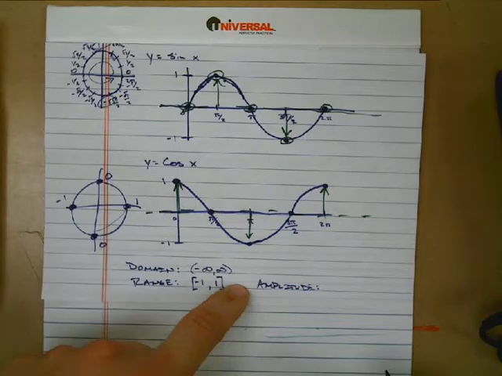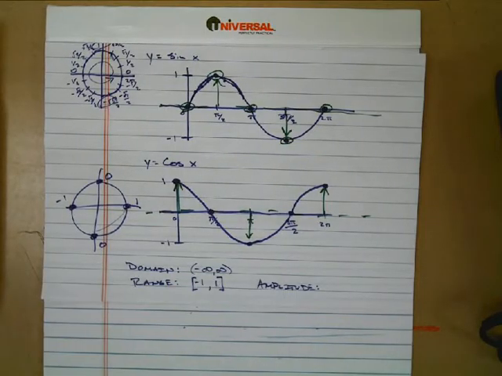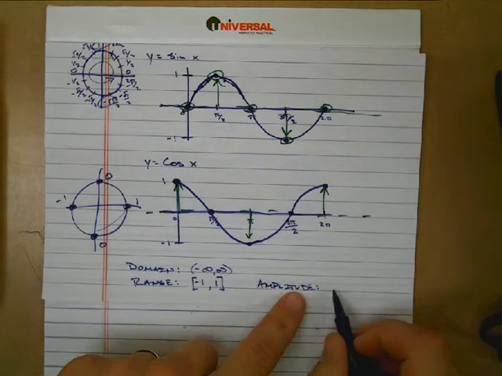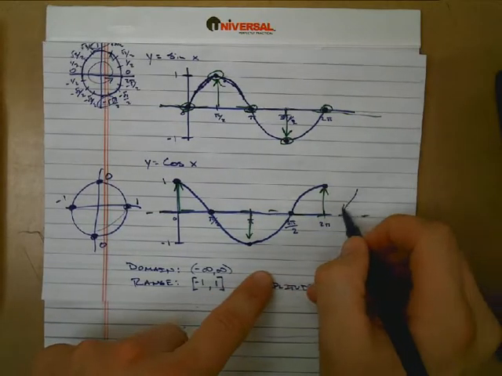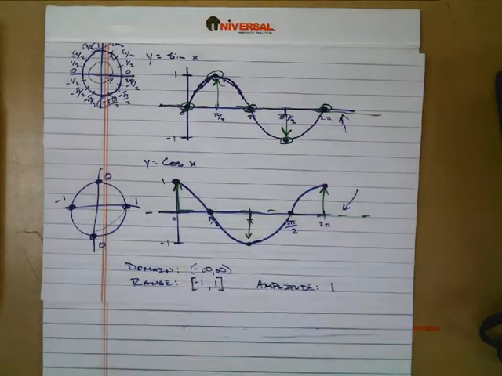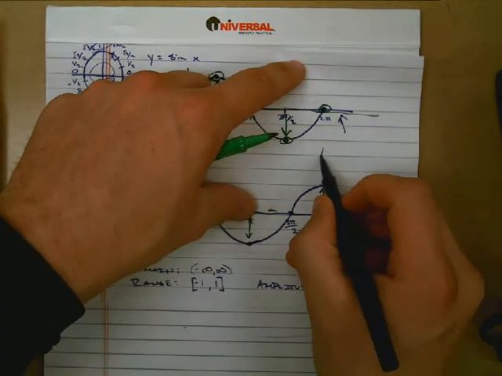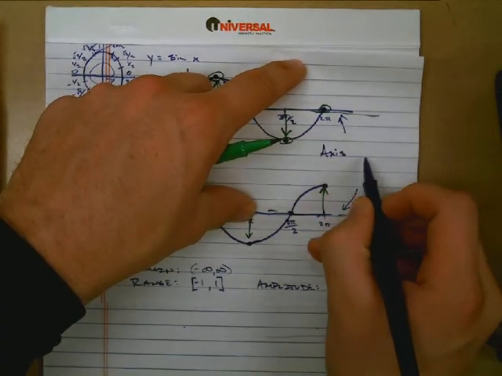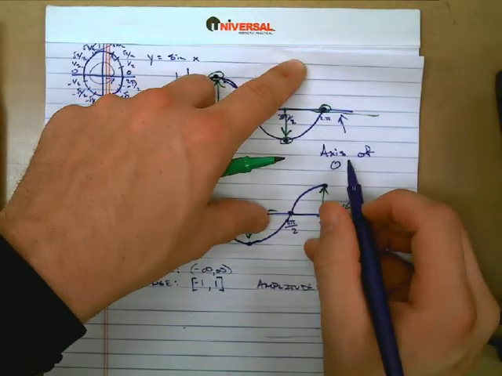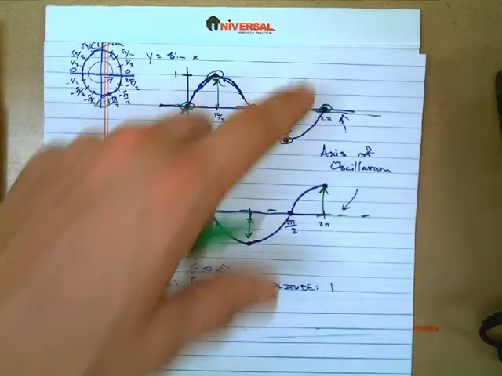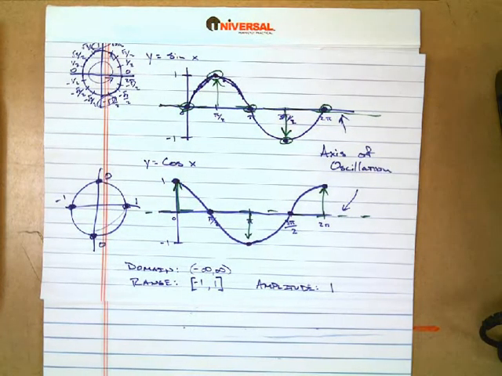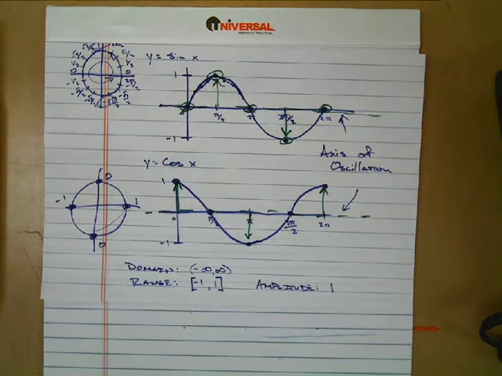Now, what we call these horizontal lines that these graphs go above and below from, these are the axes of oscillation. In other words, those are the horizontal lines that these graphs go above and below. Originally, in their parent functions, as we have here, they go above and below 0, or y equals 0.